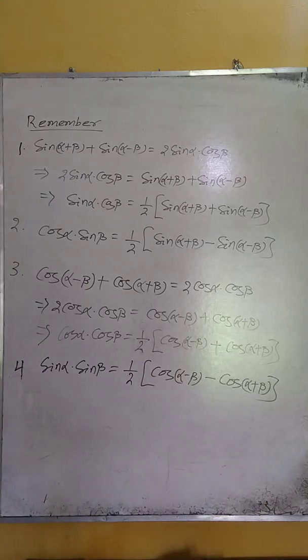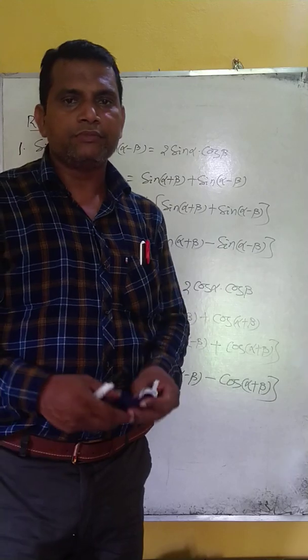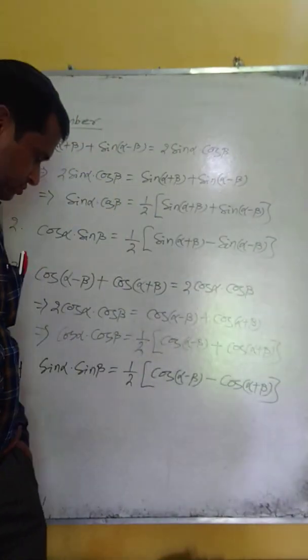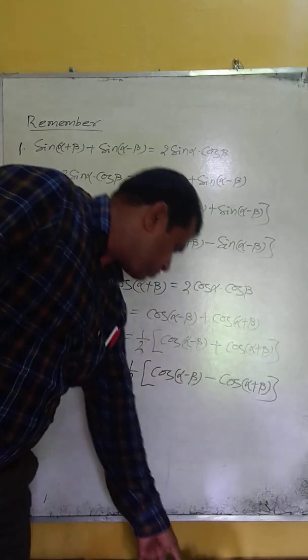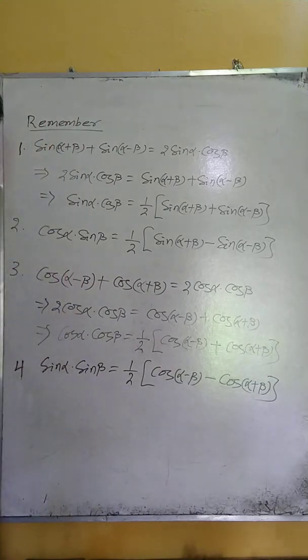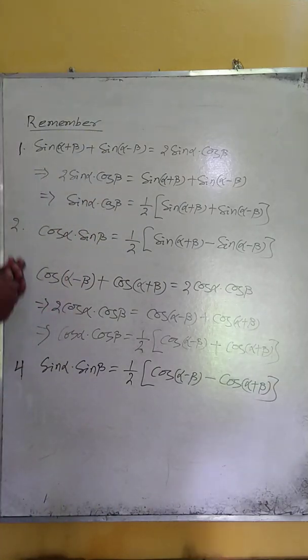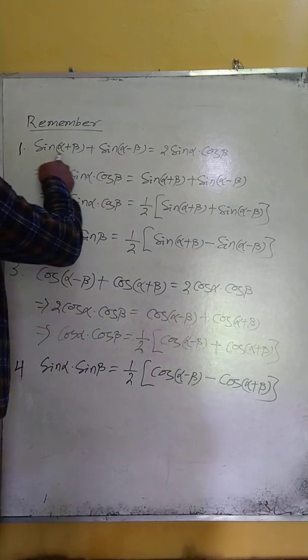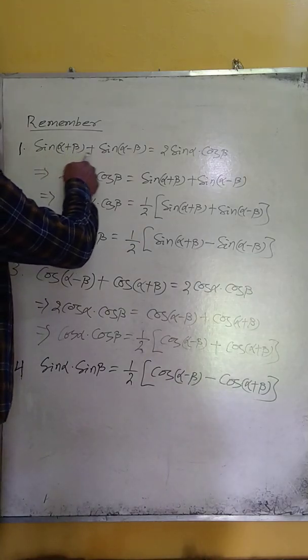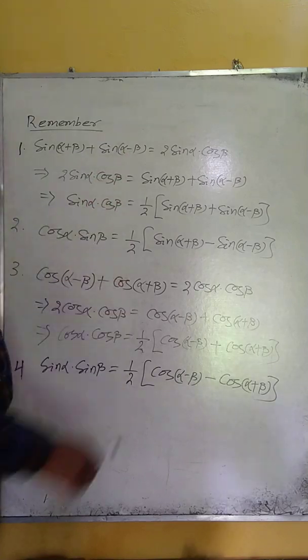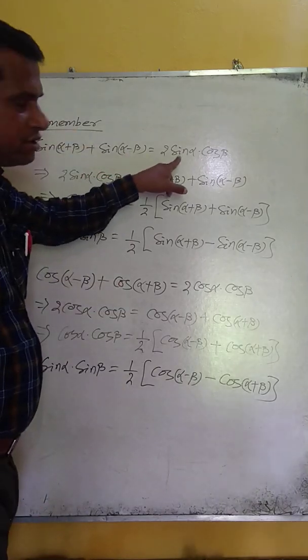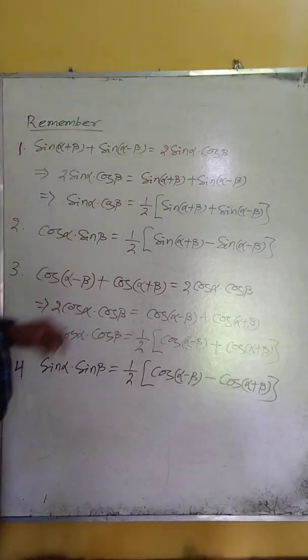Good morning. Today we discuss integration of some trigonometric functions. Before we discuss that, we remember the trigonometric formula: sin(α+β) + sin(α−β) = 2 sin α cos β.